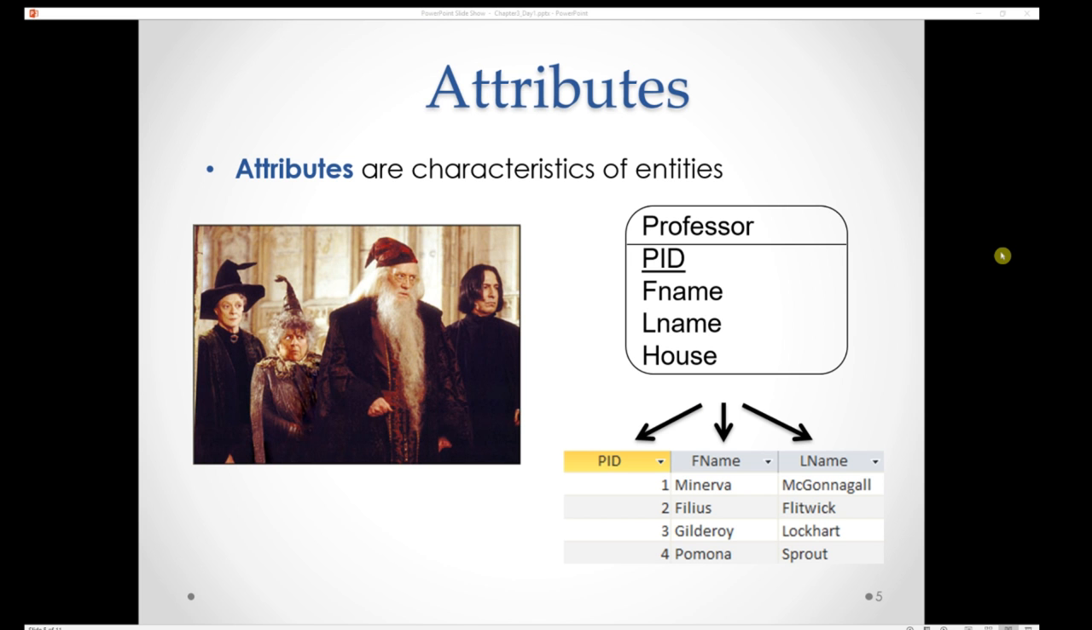We also would like to store characteristics of entities. We call these attributes. For example, here we have a professor entity with 4 different attributes: a professor ID, a first name, a last name, and a house. The primary key, which is underlined, is also an attribute.